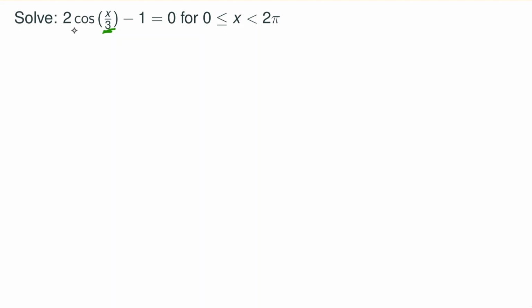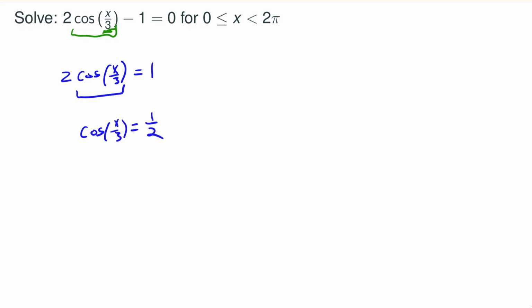So for now, let's isolate this trig expression. So we have 2 cosine of x over 3. I'm going to add 1 to both sides to have 1 here. And then I want this by itself, so I'm going to divide by 2 on both sides, which gives me 1 over 2.